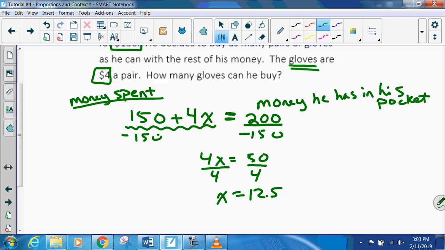No, of course he's not going to do that. So how many gloves can he really buy with the money he has? That's right. He can only buy 12 gloves, 12 pairs of gloves. That makes sense, right? He's going to have some money left over, but he can't afford 13 pairs, can he? Nope. So he's going to stick with 12 pairs.